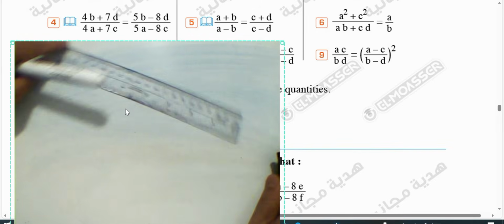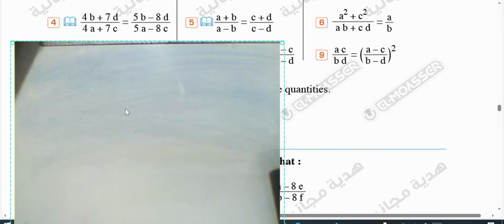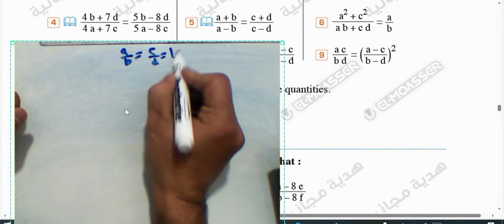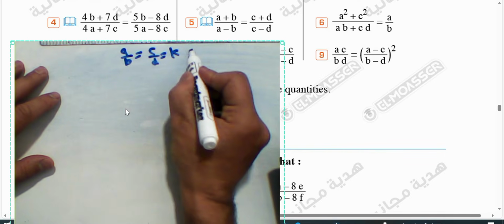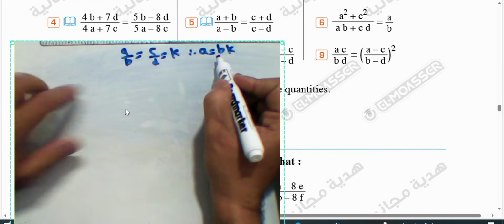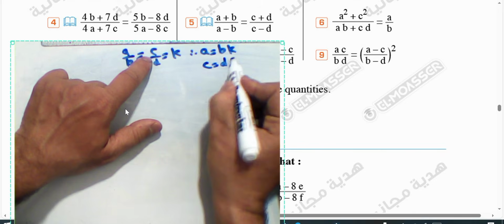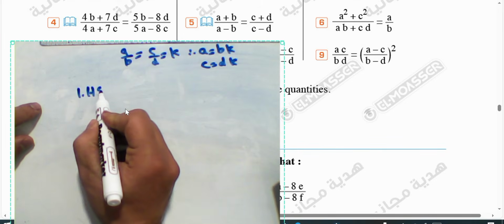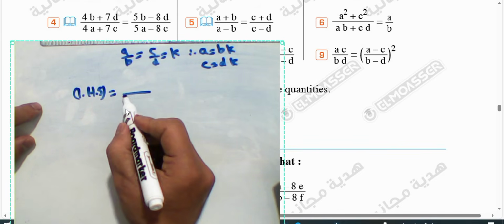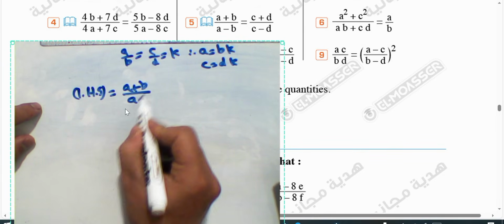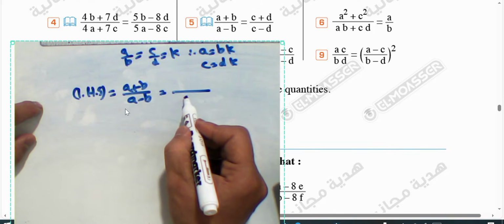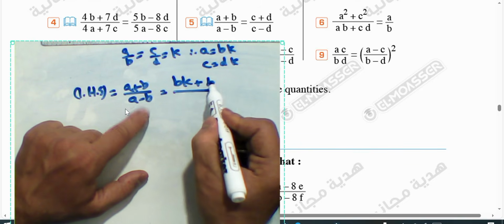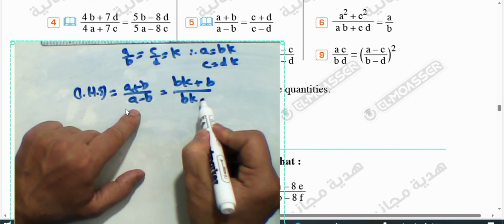Understood number 4? Okay, number 5 is the same. We have A over B equals C over D. We can write here a constant. Then the value of A will be B times K and C equals D times K. B and D are constants. Okay, the left-hand side was (A plus B) over (A minus B). The value of A was BK, so (BK plus B) over (BK minus B).